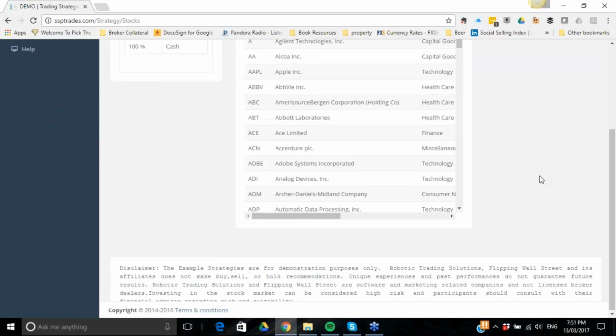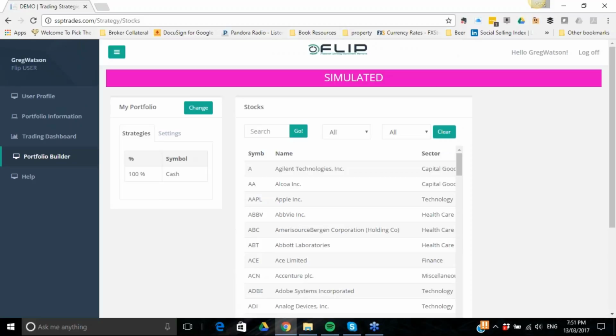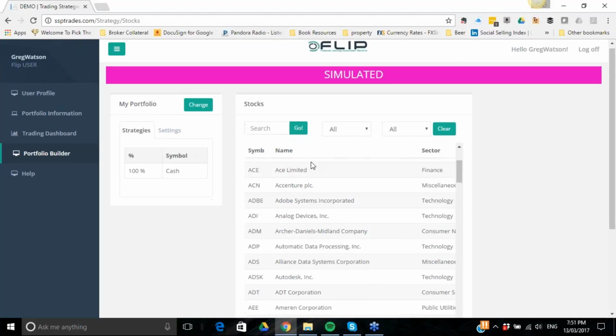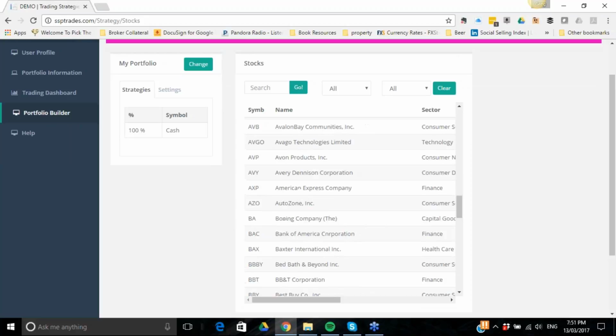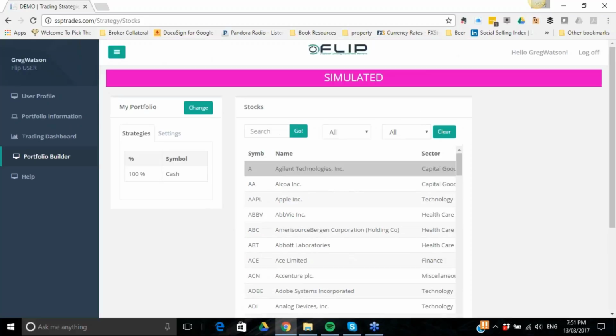There's another disclaimer at the bottom. There's a whole list of stocks here, not all of the stocks on the New York Stock Exchange, but all of the stocks that have strategies and algorithms that have been tested and proven by the team at Flipping Wall Street to be able to work under the conditions on which they've tested them.